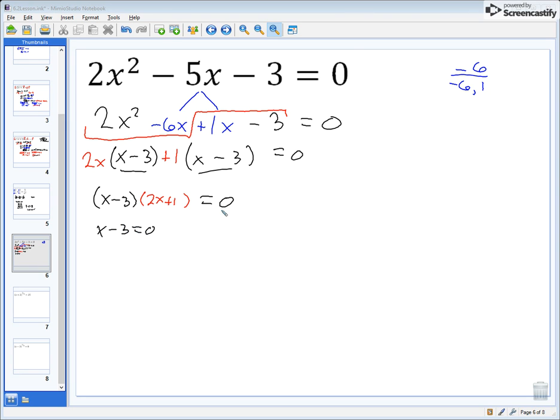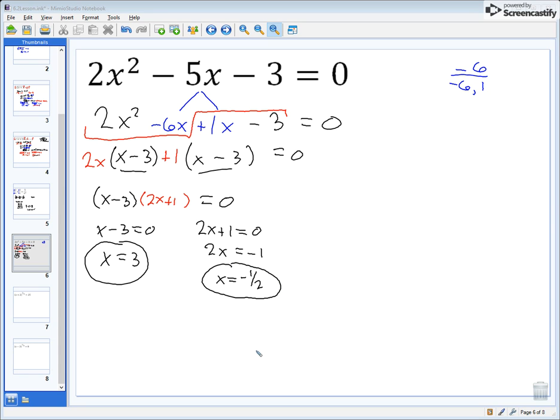Now, because this equals 0, I set both of these factors equal to 0. So adding the 3 over, I get x equals 3. On the second part, the second equation, I'm going to subtract the 1 and then divide by the 2. So x equals 3 or x equals negative 1/2 are my solutions for this problem.